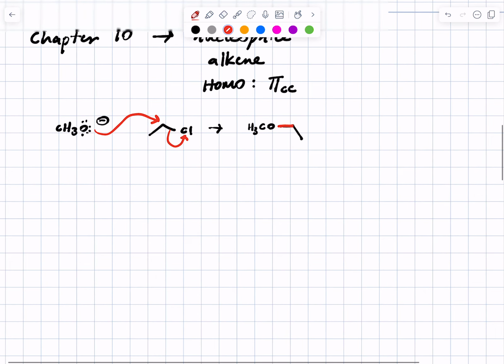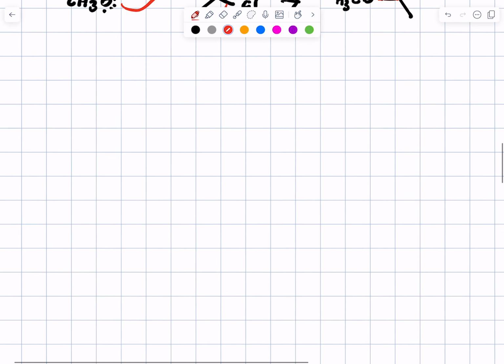The difference when you use an alkene as a nucleophile is that the two electrons that are in that HOMO are shared between two atoms. So there's going to be a question as to which atom gets the new bond. Let me give you an example.